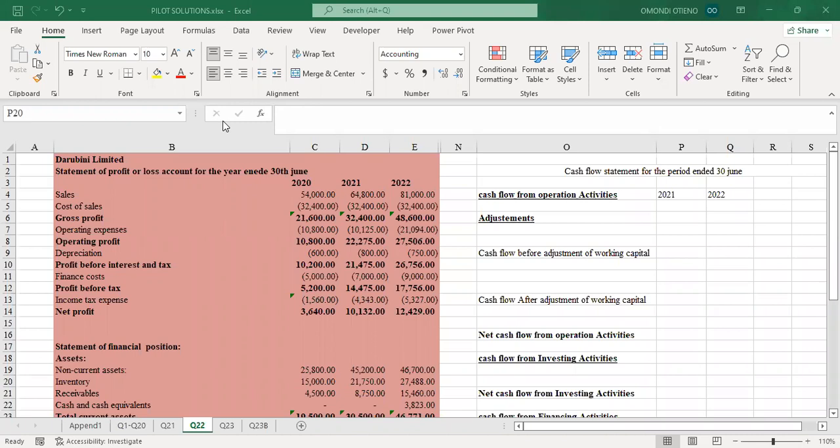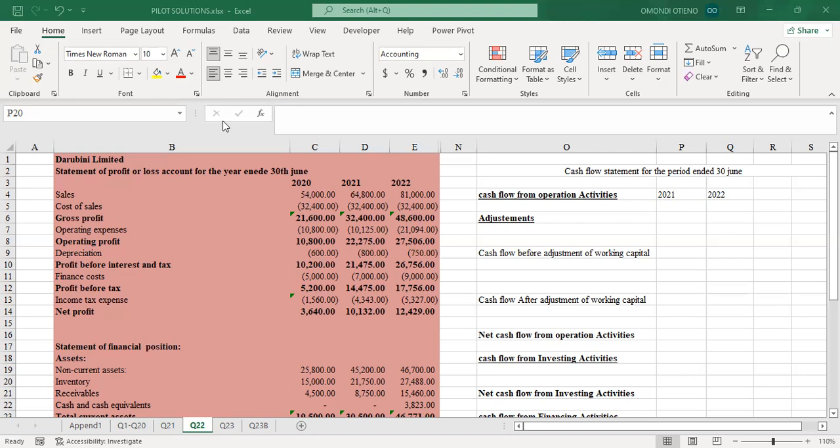I want to take you through question 22 of the pilot paper, the data analytics paper. So the question reads, you are provided with the following extracts of the statement of profit or loss and statement of financial position for Darubini Limited for the year ended 30th June 2020, 2021, and 2022. So the statements are given there for the 3 years. And then you want to basically concentrate on question A of that question.